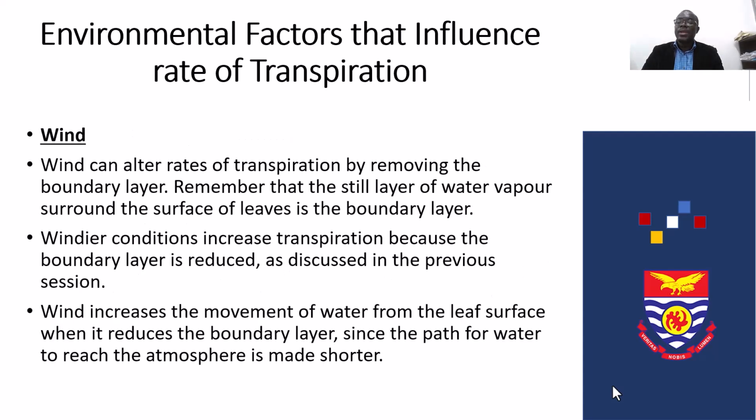Wind can alter rates of transpiration by removing the boundary layer. Remember that the still layer of water vapor surrounding the surface of leaves is the boundary layer. Windier conditions increase transpiration because the boundary layer is reduced, as discussed in the previous session. Wind increases the movement of water from the leaf surface when it reduces the boundary layer, since the path for water to reach the atmosphere is made shorter.